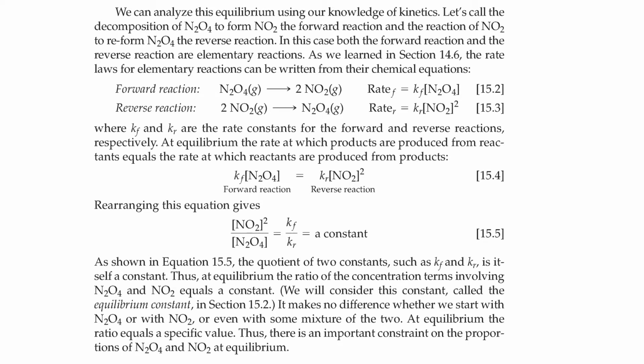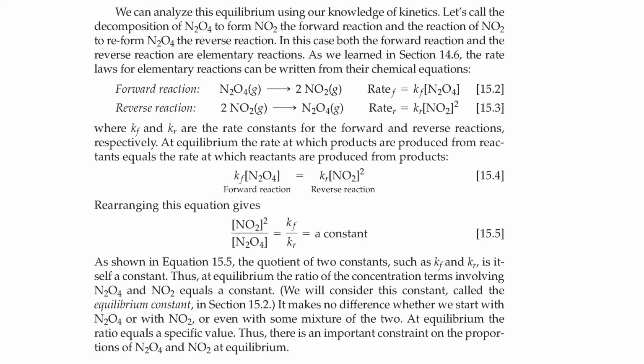At equilibrium, the rate at which the products are produced from the reactants equals the rate at which reactants are produced from the products. Kf times the concentration of N2O4 in the forward direction equals Kr times the concentration of NO2 squared in the reverse reaction. Rearranging this equation gives you a constant, Kf over Kr. As shown in equation 15.5, the quotient of two constants, such as Kf and Kr, is itself a constant. Thus, the equilibrium ratio of the concentration terms involving N2O4 and NO2 equals a constant. We'll consider this constant, called the equilibrium constant, in section 15.2.